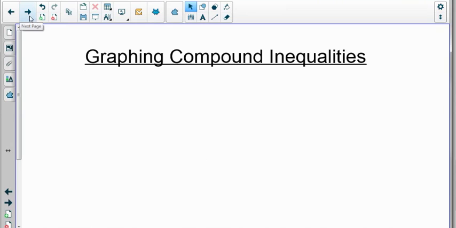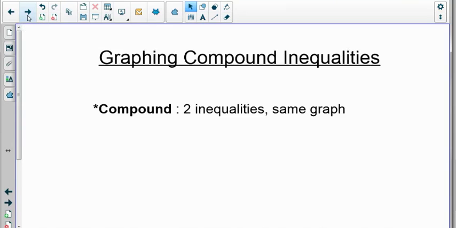Okay, now what makes graphing compound inequalities different is compound. You already know how to graph inequalities. Now we're looking at compound. And what's compound? It's two inequalities on the same graph, and you'll see what that means. It can get more complicated than that, but at this level, let's just stick with two inequalities on the same graph.